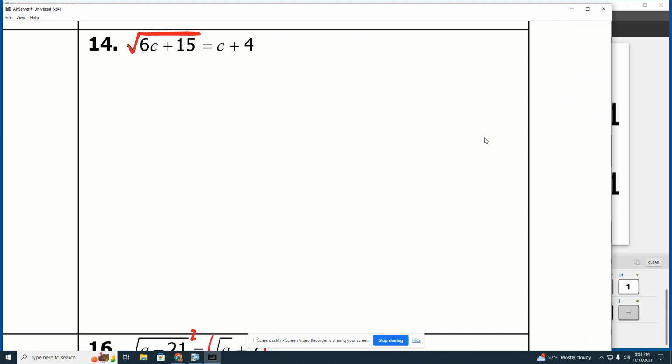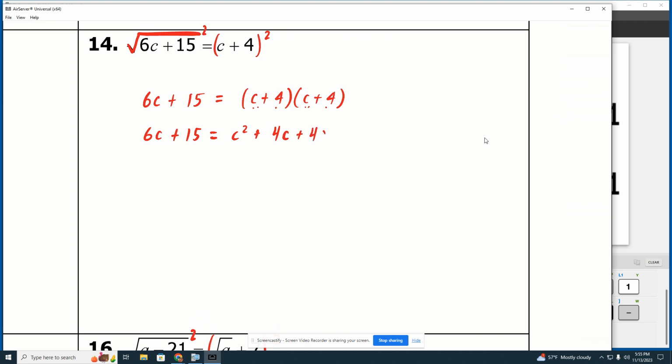And I do so by raising both sides to the power of the root, square root. So I square both sides. Now, on the left side, that 6c plus 15 gets to pop out of that radical, escapes. But that c plus 4 needs to be multiplied. So here we go. 6c plus 15 will equal c times c, c squared. C times positive 4, 4c. 4 times c, 4c. And 4 times 4, positive 16.